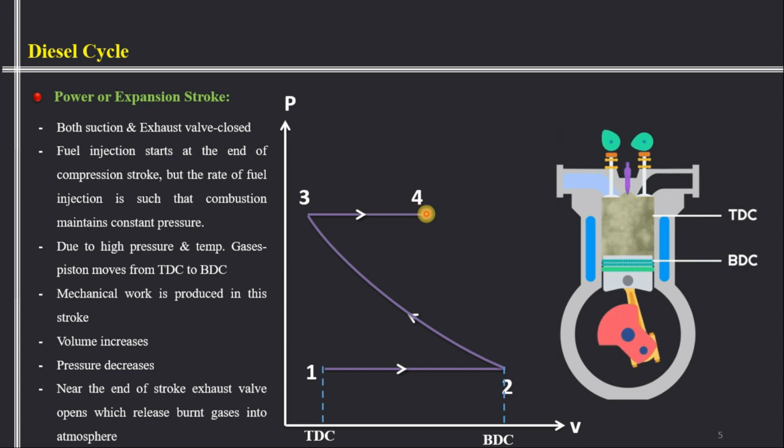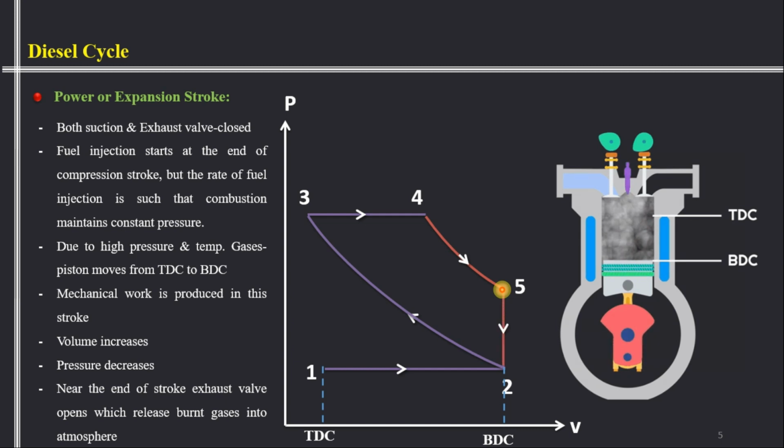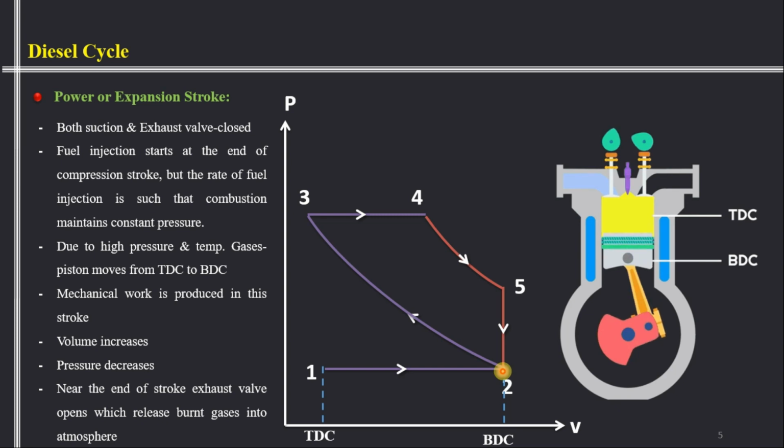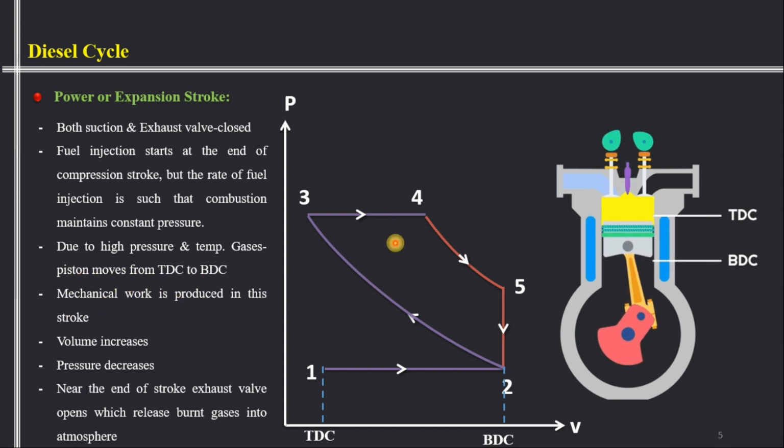and after combustion these pressurized gases will push the piston from TDC to BDC, and near the end of this stroke, meaning near BDC, the exhaust valve will be opened. So suddenly the pressure will drop to atmospheric pressure. This stroke is called the power stroke because we are producing work in this stroke. And process 3 to 4 is the heat addition process because we are burning fuel in this process at constant pressure.